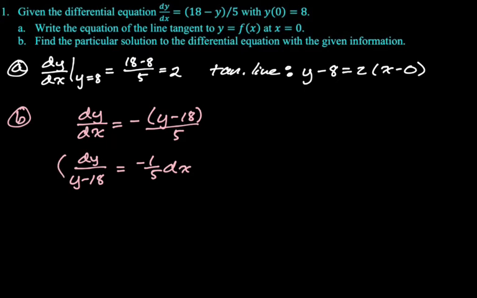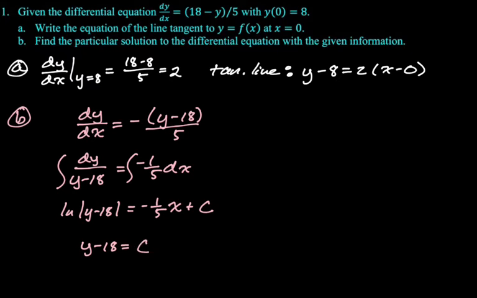I'm going to integrate both sides. So the left-hand side is a perfect natural log. It's going to be natural log absolute value y minus 18. The right-hand side is just reverse the power rule, or just what has a slope of negative 1/5: negative 1/5 x plus c. So plus c goes on the side with the independent variable, which in this case is x. Now I'm going to solve for c. No, I'm not, actually. If the dependent variable is inside a natural log, exponentiate before you solve for c. So I'm going to have y minus 18 is a new value of c, e to the negative 1/5 x.